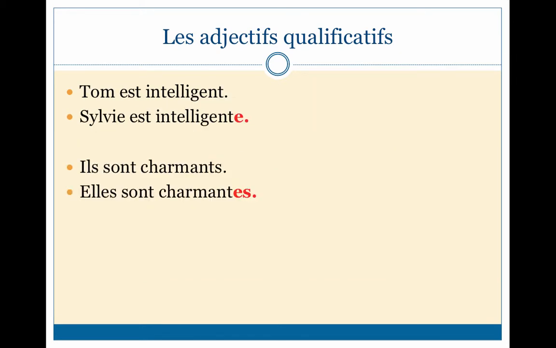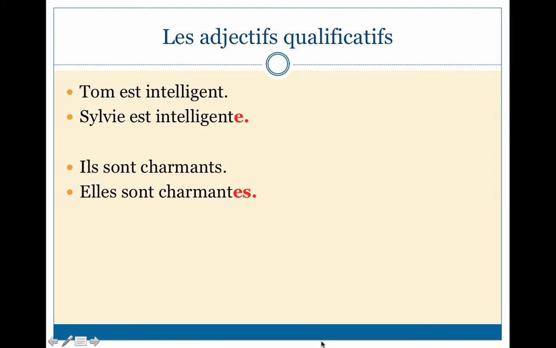So here's some examples. Tom, who is obviously masculine, singular, est intelligent. So we don't have to do anything to it. We just leave it as is. That's our starting point form. Now, if we change our subject to Sylvie, then that makes us need to do something different. Because she's feminine singular, we need to add an E. So, Tom est intelligent, Sylvie est intelligente.